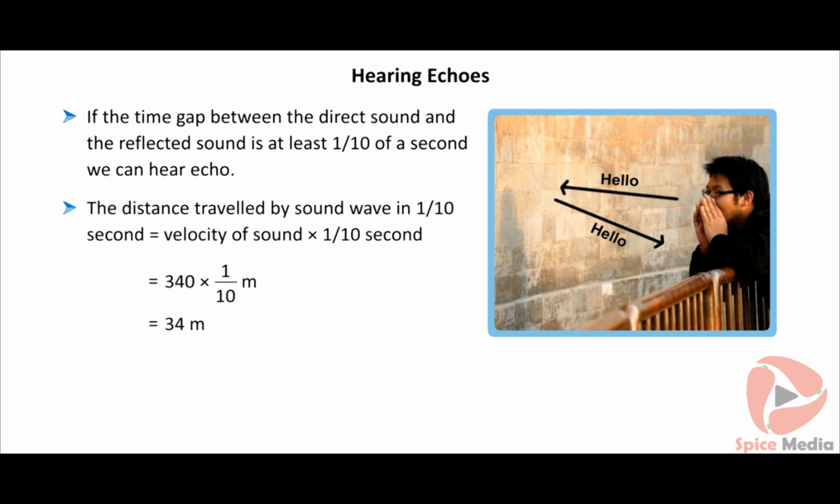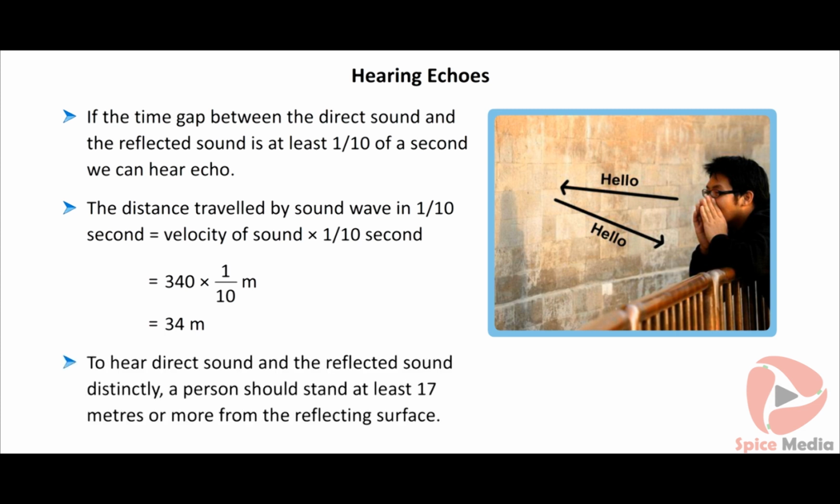We know the sound wave travels with a velocity of 340 meters per second. So the distance traveled by the sound wave from the source to the reflector and the reflector to the person in 1/10 of a second is equal to the velocity of sound into time. That is, 340 into 1/10 is equal to 34 meters. Therefore, to hear the direct sound and the reflected sound distinctly, a person should stand at 17 meters or more from the reflecting surface. Hard surfaces such as metal sheets, walls, plywoods are good reflecting surfaces.